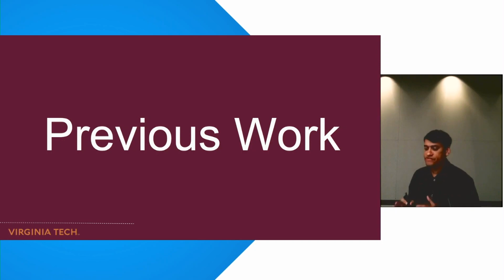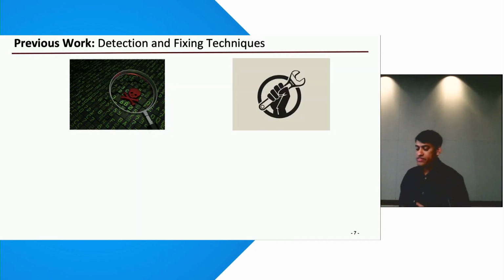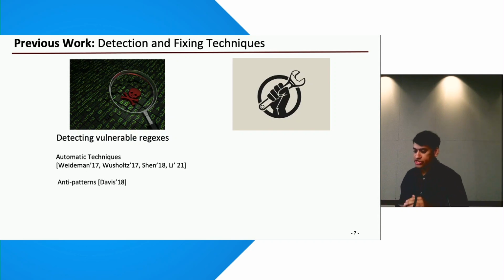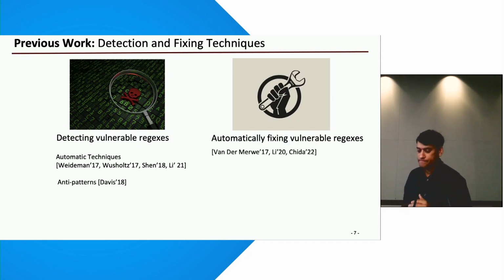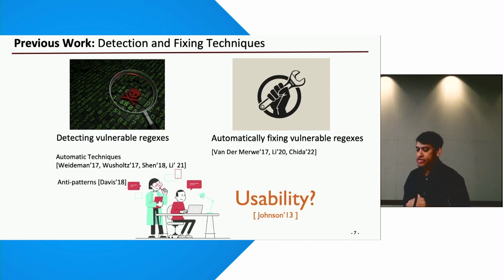Next, we will see some previous works in this domain. Given the severity and prevalence of ReDoS, many approaches have been proposed to address the problem. Our work builds on those that try to detect and fix those regexes. In this vein, some tools were proposed to detect vulnerable regexes, which include automatic techniques and anti-patterns, and some researchers also proposed to fix these vulnerable regexes. Now, all of these approaches have been evaluated solely via automatic experiments. However, literature shows that developer tools may not be adopted if they lack usability.